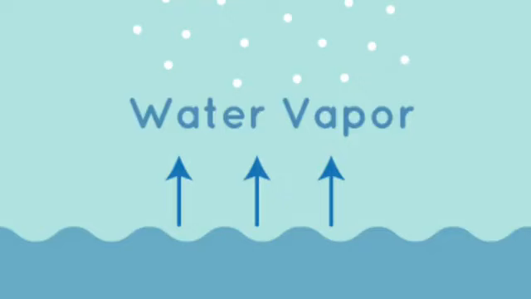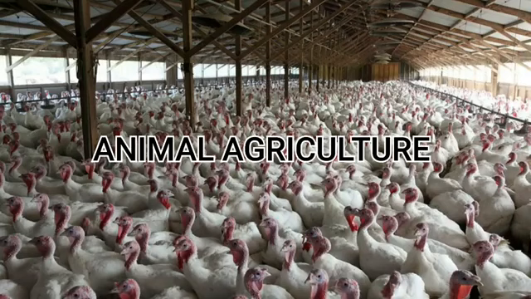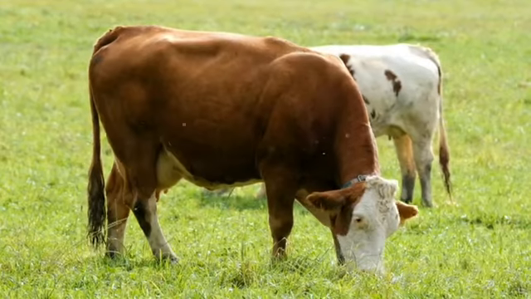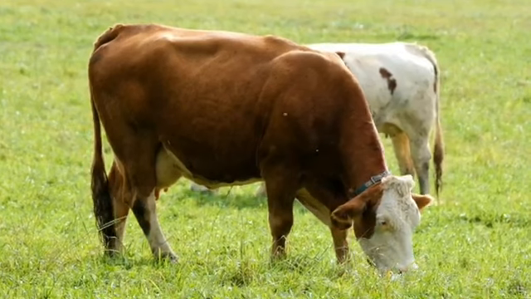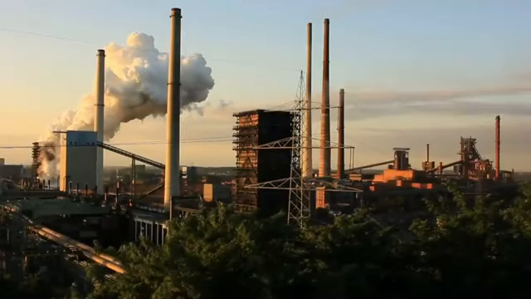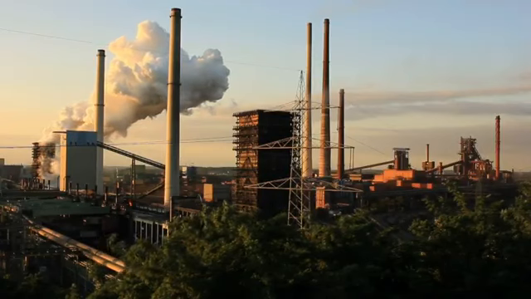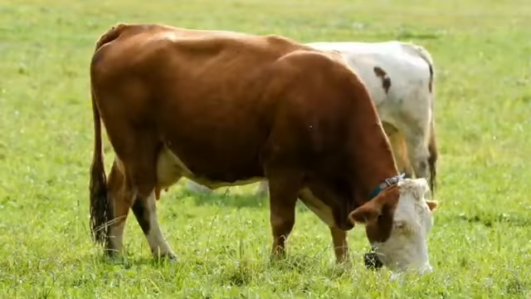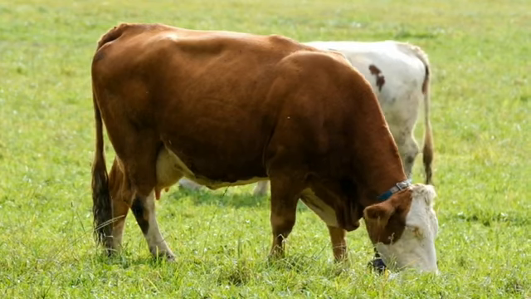Let's move on to another problem. Animal agriculture. This part is very surprising, and you may learn information you never heard of before. Though much of the world is focused on transitioning away from fossil fuels as a way to fight climate change, there is another, often overlooked climate change culprit: animal agriculture and its environmental impact.